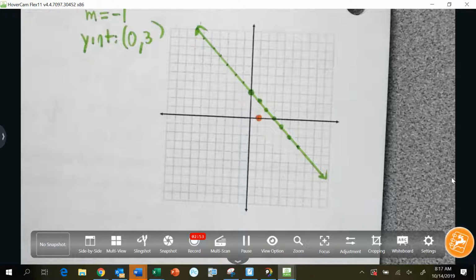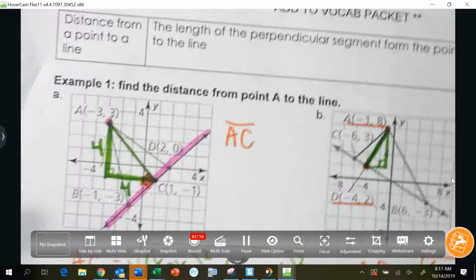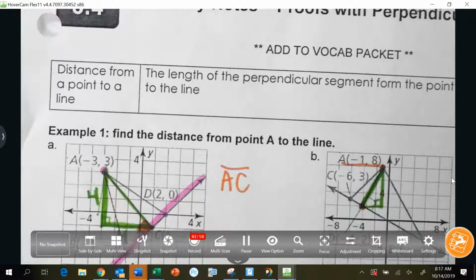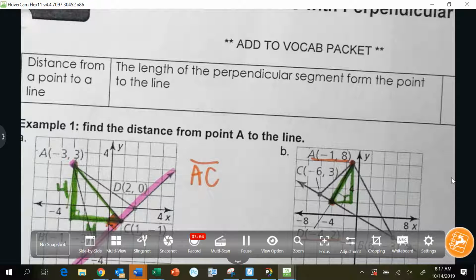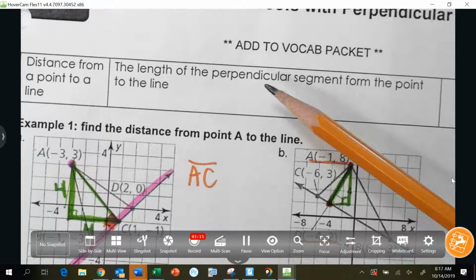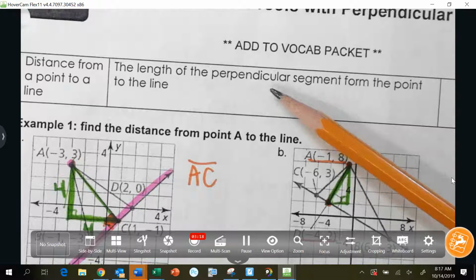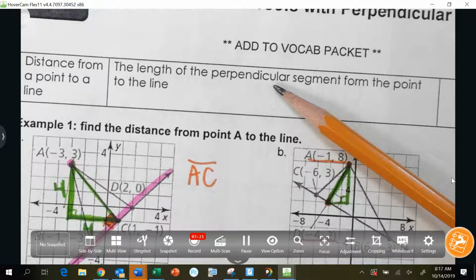Oh, look, I have my 3-4 notes handy. Which one of those lines do I need? Stephen, what do we know about the line? What's it have to be? It has to be a perpendicular segment. It has to be perpendicular.